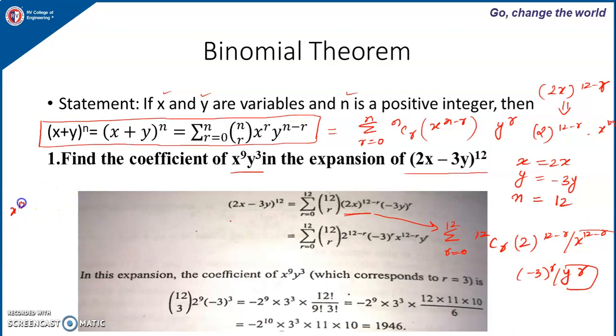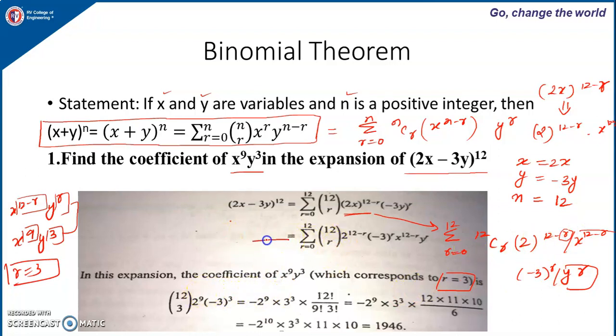When we have x^(12-r) and y^r, we have to find the coefficient of x^9 y^3. So now x^(12-r) is x^9, so with this I can find the value of r, and here y^r is y^3. So I can easily say that r is equal to 3. Once we get the value of r, we need to just substitute here. So now it will be 12Cr, where r value will be 3, so 12C3, and then 2^(12-r) with r equal to 3, so 12 minus 3 is 9, okay, so 2^9.